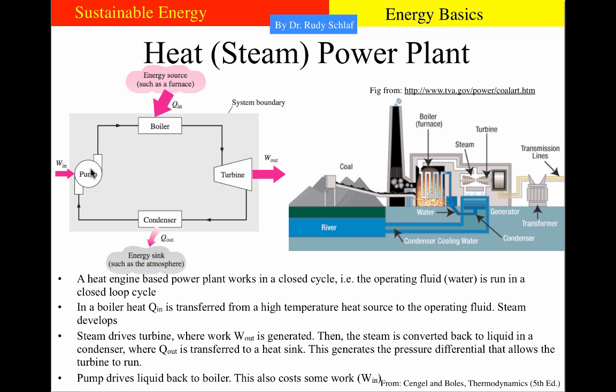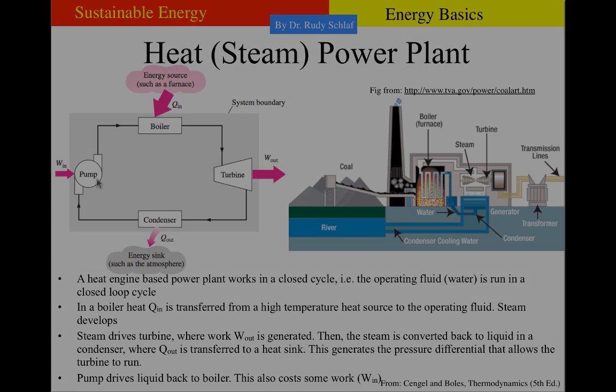The pump here stands for all these things that consume energy in a coal-fired power plant or in any power plant. Pumps, conveyor belts, light, all that stuff. So that further reduces, of course, the efficiency of this process.